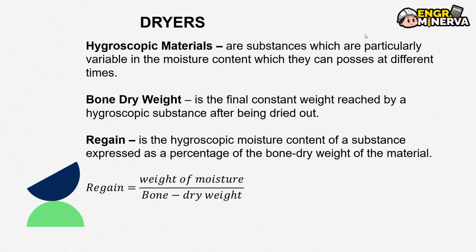Bone dry weight. When you say bone dry weight, that is the constant weight of the hygroscopic substance after being dried out. It means without moisture, that is the weight, or the solid weight. That is another term for bone dry weight. It is the weight of the substance without moisture.